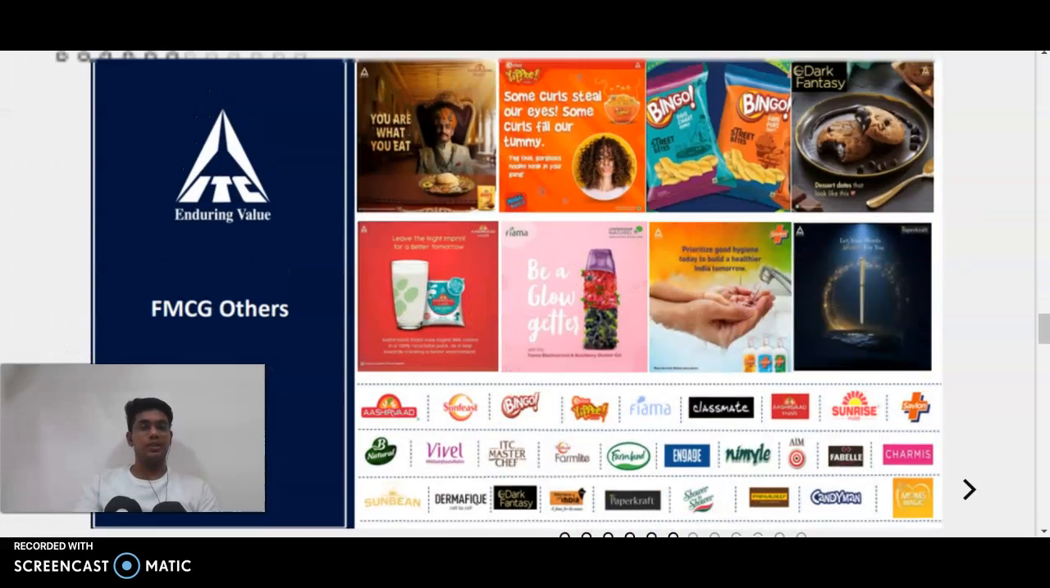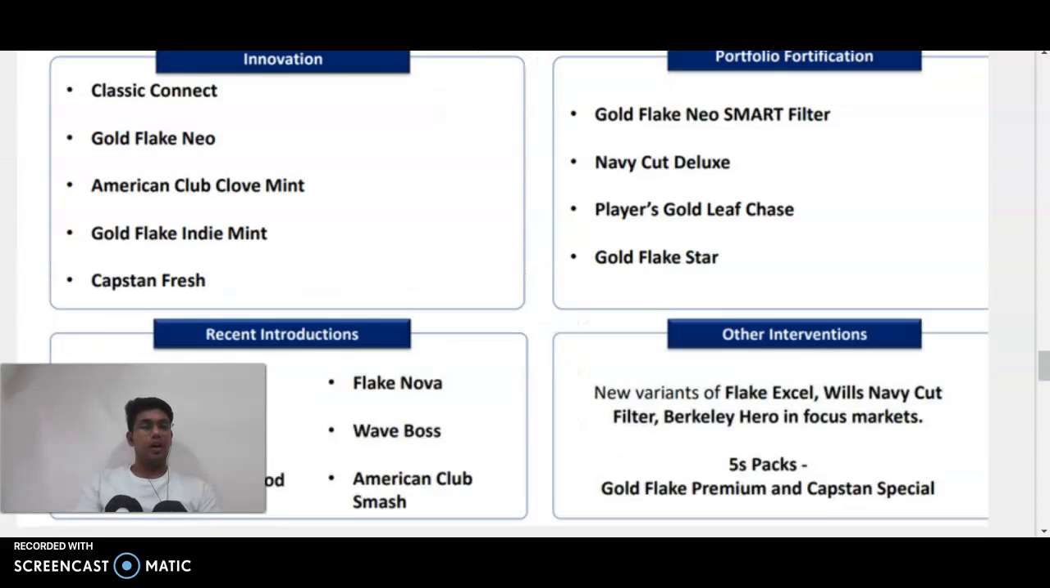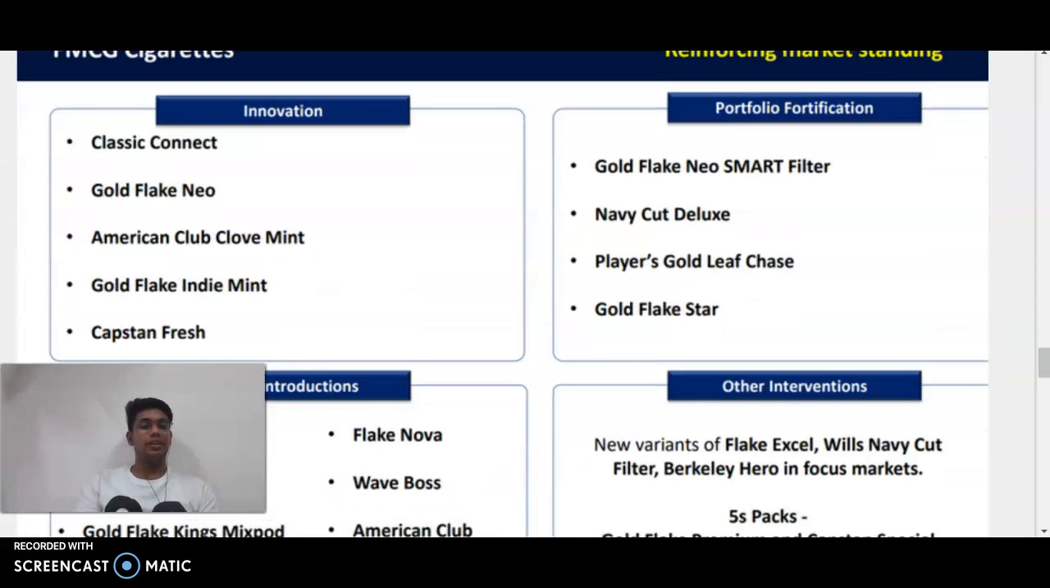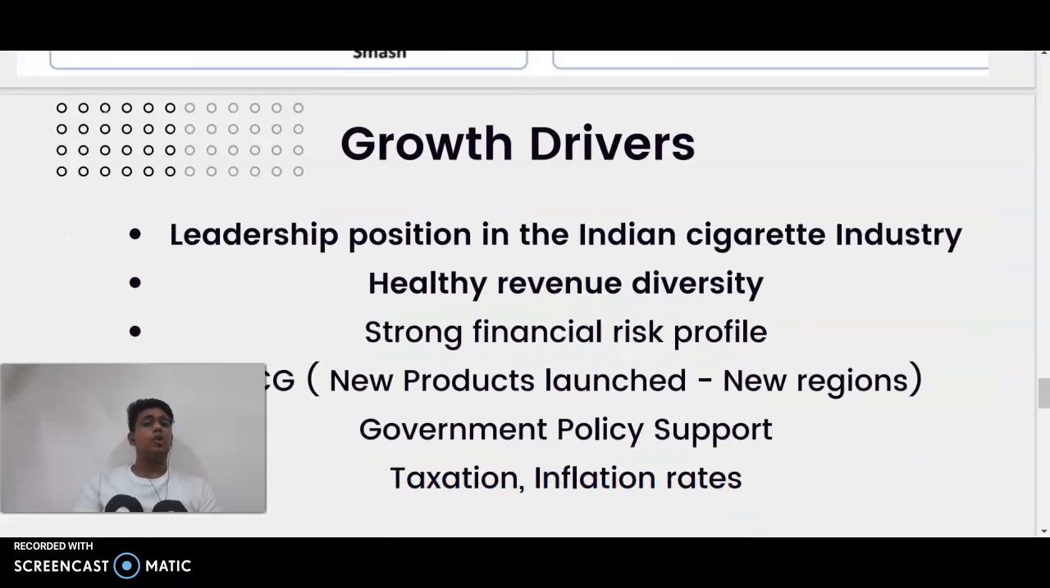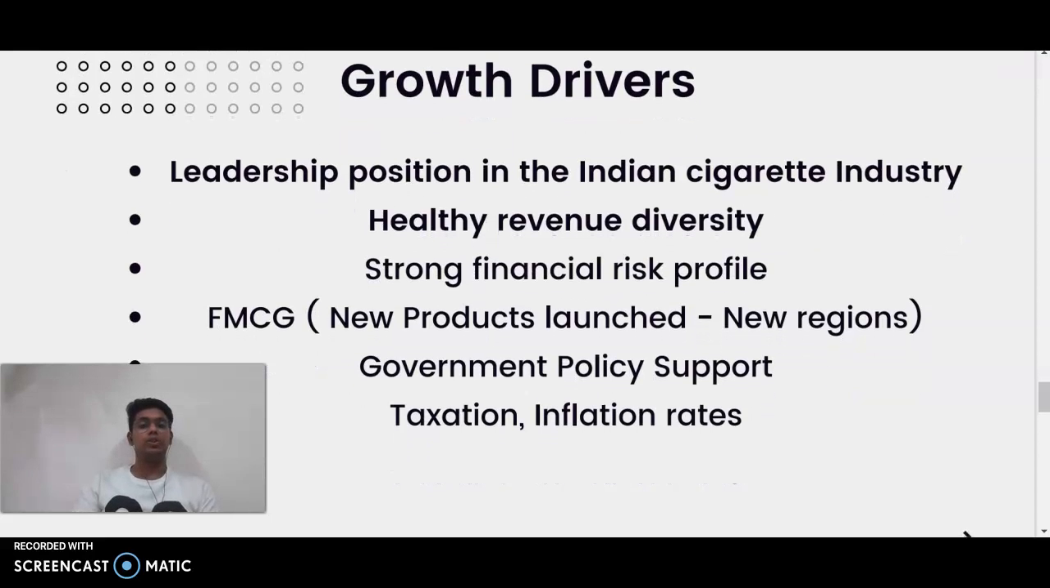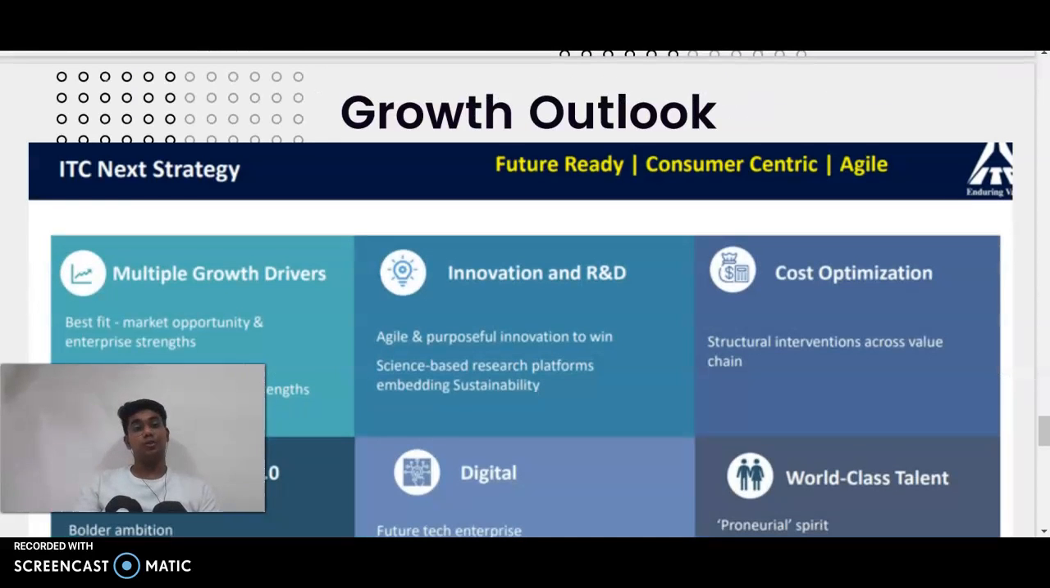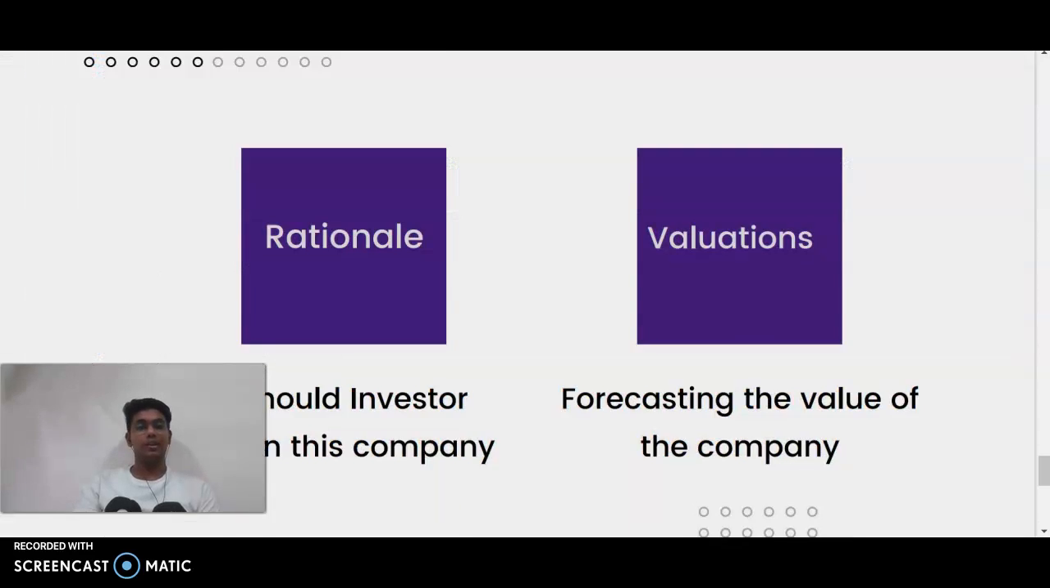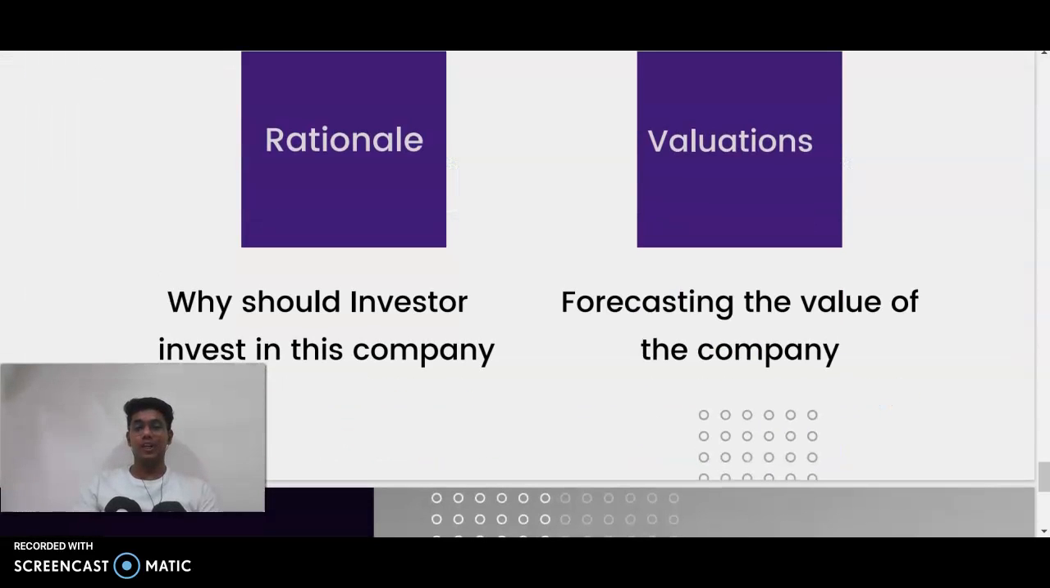Now the first product segment, FMCG. Now they have divided it into strategy, recent innovation, other information, and growth drivers. What they are looking into about the growth: leadership position in India, healthy revenue, strong financials, growth outlook, the future outlook which we are talking about. Rationale and valuation, as you already talked about.